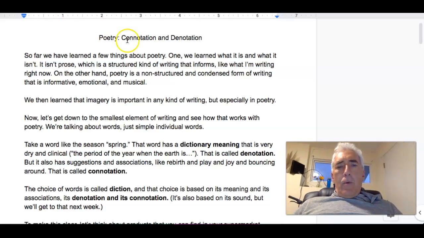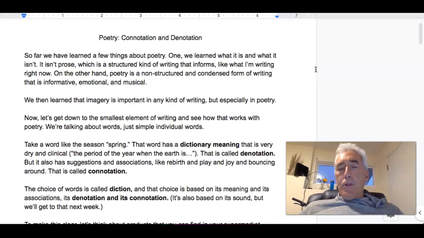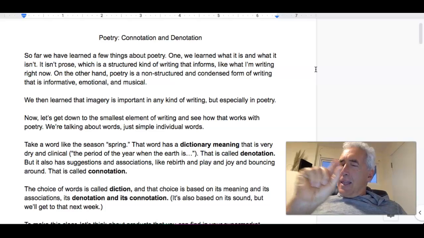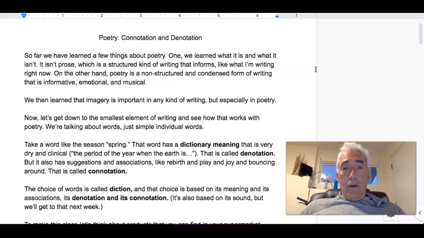Hi there, everybody. I want to walk you through this week's lesson on poetry, and it focuses on words. The tiny littlest element of writing is words. So, what are they all about? Aren't they just words that you pick? Well, there's a lot more to it.